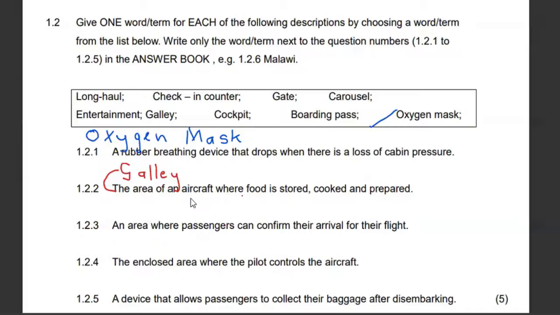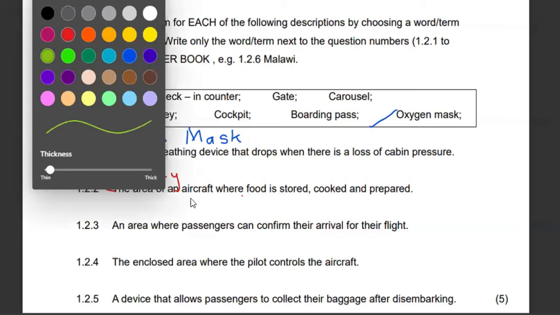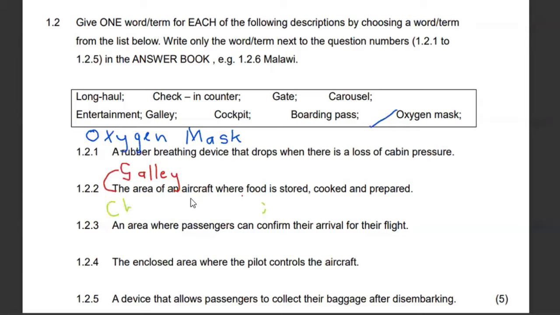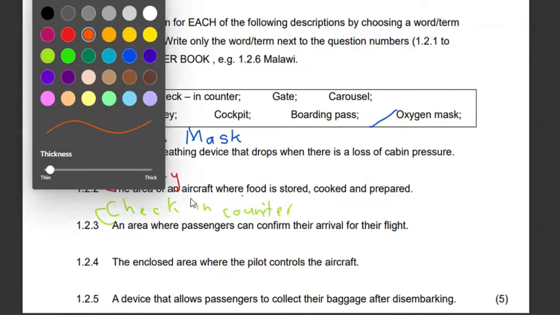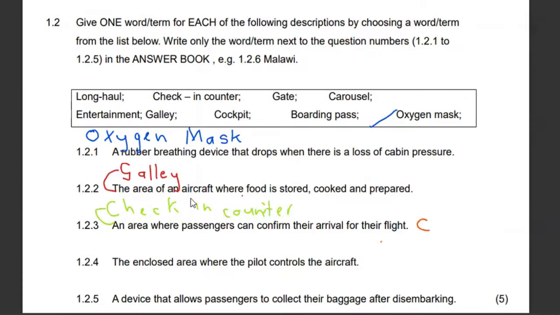1.2.3, an area where passengers can confirm their arrival for the flight. They can do this at the check-in counter. That is where you present your document. Then 1.2.4, the enclosed area where the pilot controls the aircraft. The pilot controls the aircraft from an area which is known as the cabin.